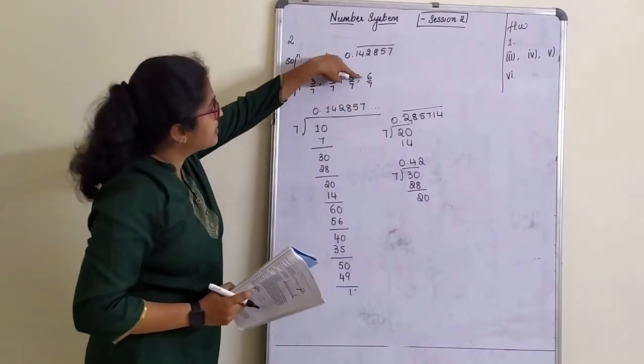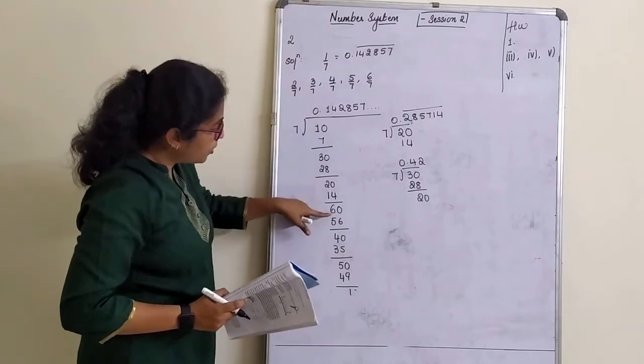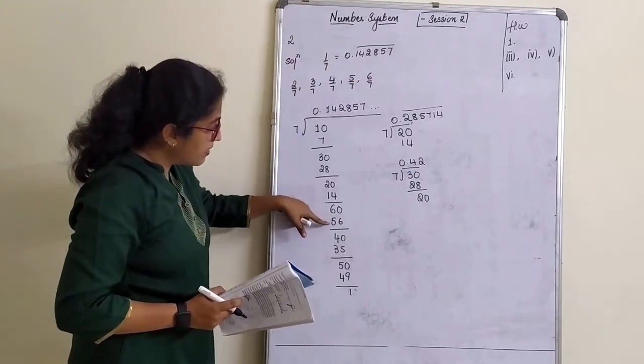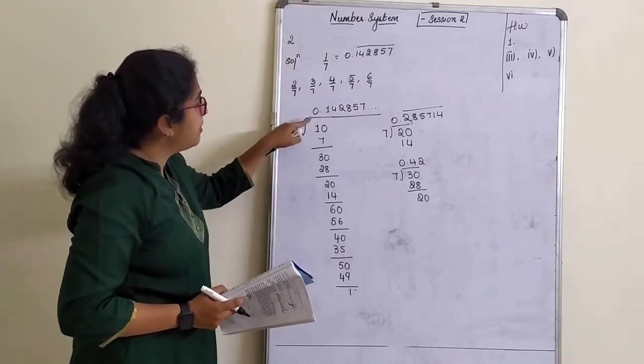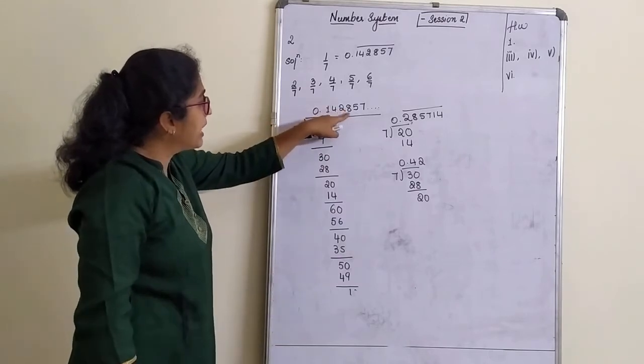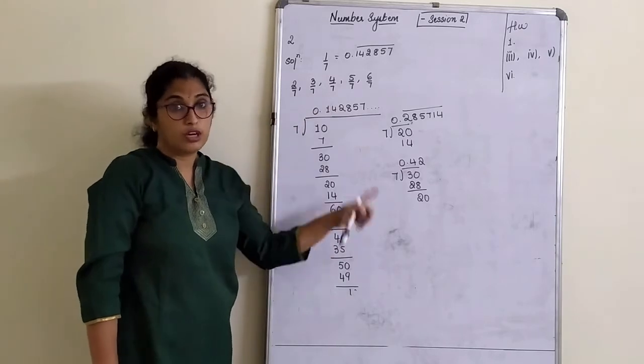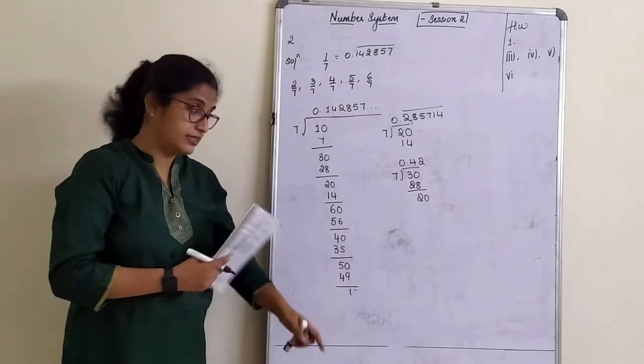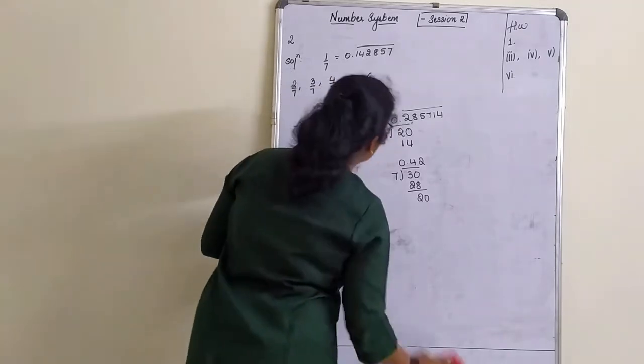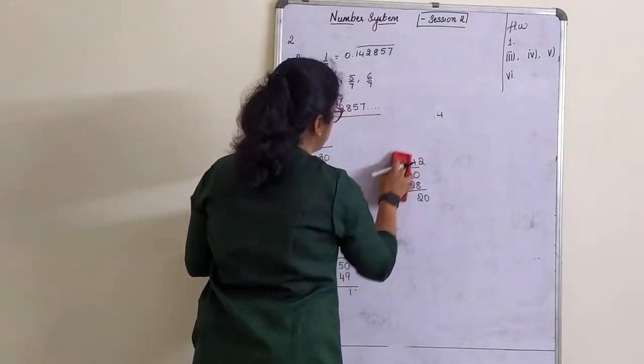Okay, let me tell you the last, sixth one, what it will be. 60. Where is 60? 60 is here. 7 eights are 56. Your number will start from 0.857142. Got the pattern how you are getting it here? Yes. That is what they have asked us to observe and do.